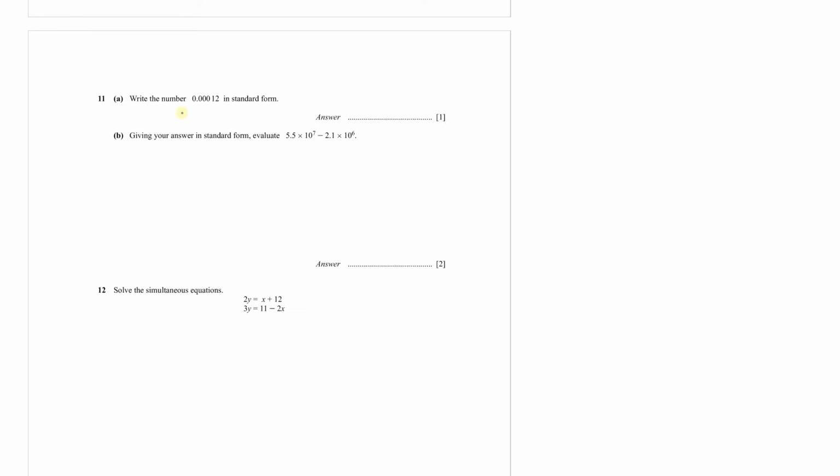The next question is to write the number in standard form. Standard form is a times 10 to the power n, where a is greater than or equal to 1 but less than 10. So I will have to move the decimal 1, 2, 3, and then 4 places to the right. This becomes 1.2 times 10 to the power minus 4. Since I moved the decimal 4 places to the right, the power of 10 is minus 4.